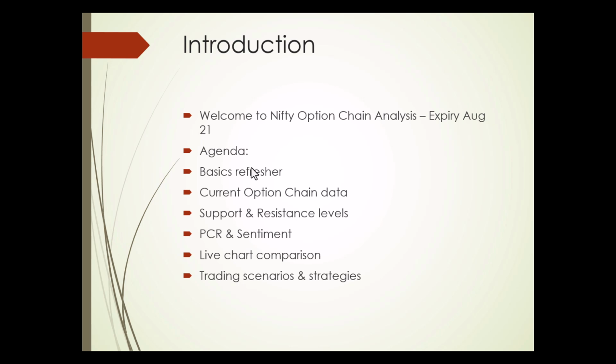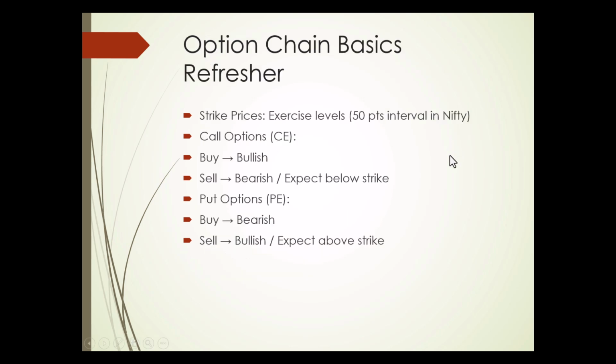Option chain basics refresher. Before we look at the actual data, let's quickly revise some important points about the option chain. Strike prices: these are the levels at which options can be exercised. For Nifty, strikes are usually available at intervals of 50 points. Call options: traders buy calls if they are bullish and sell calls if they are bearish or expect the market to remain below that level. Put options: traders buy puts if they are bearish and sell puts if they are bullish or expect the market to remain above that level.